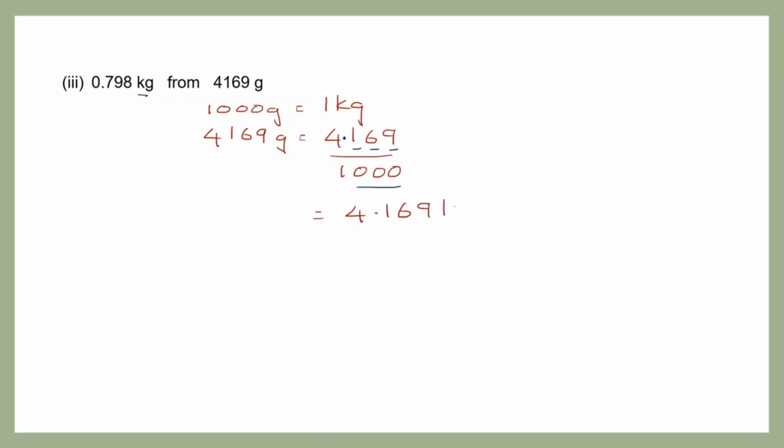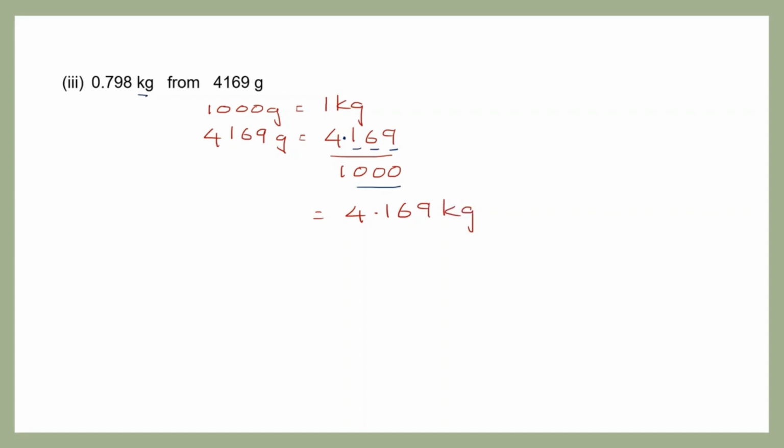Third one. See if both are kilograms. The first one is, the second one is not. So I'm going to convert the second one to kilograms. 1,000 grams make 1 kilogram. Therefore, 4,169 grams will be 4,169 divided by 1000. Since 1000 has 3 zeros, the point will move 3 places to the left. 1, 2, 3, and the point comes here. So here I have 4.169 kilograms. So I need to subtract the first number from this.